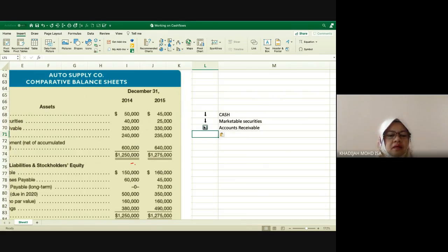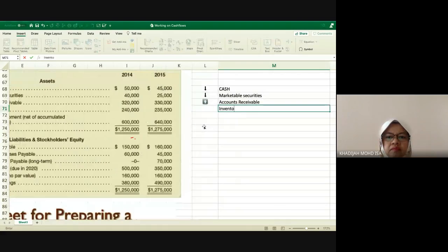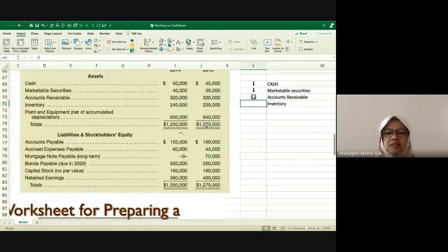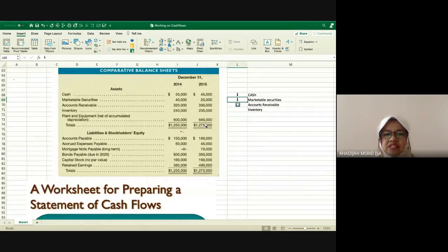Yeah. Okay, then your inventory, increase or decrease? Inventory from 240 becomes 235, which is a decrease. Here is also a decrease. All right, so this is your movement. Then you must also know how much it reduced. So for cash, in this case, how much did it reduce? Reduced by 5,000.